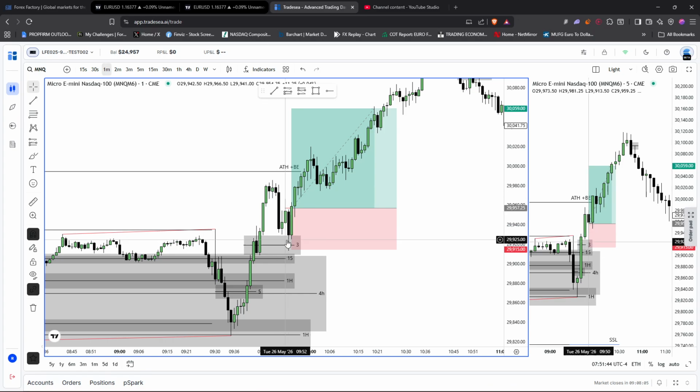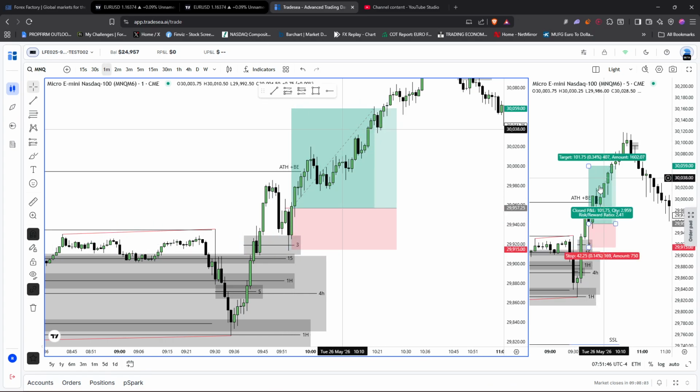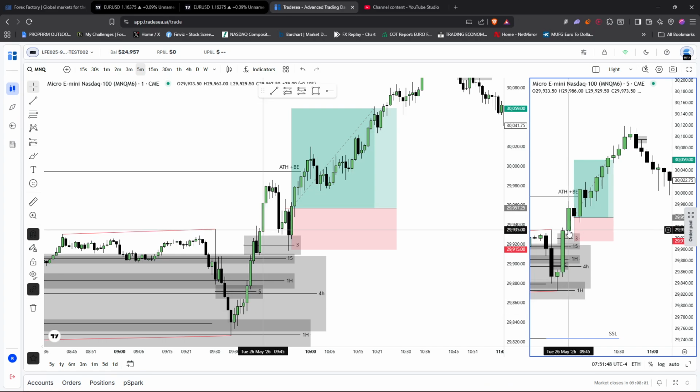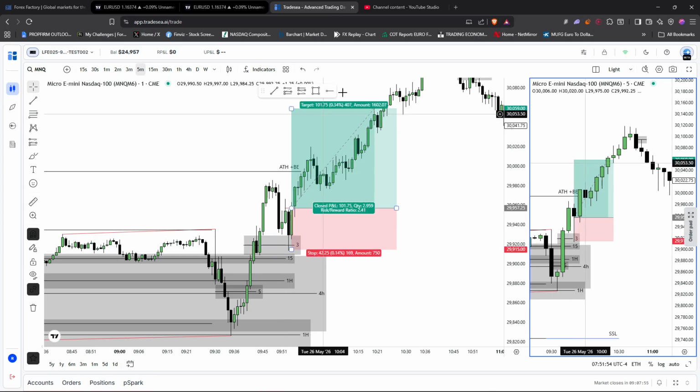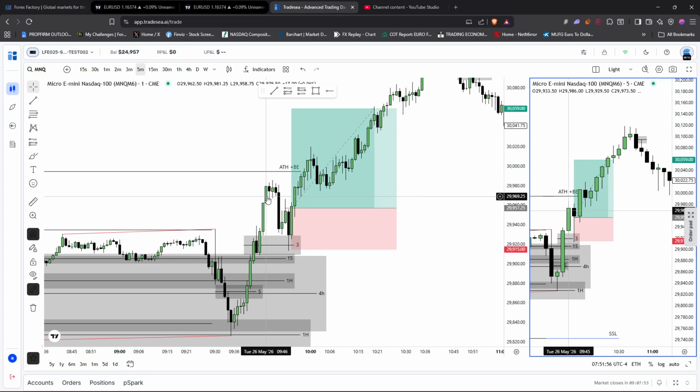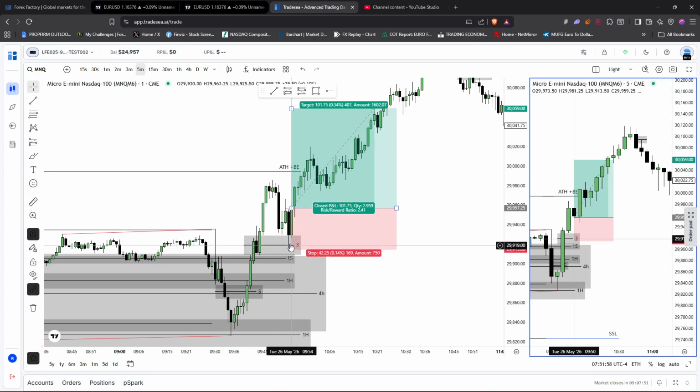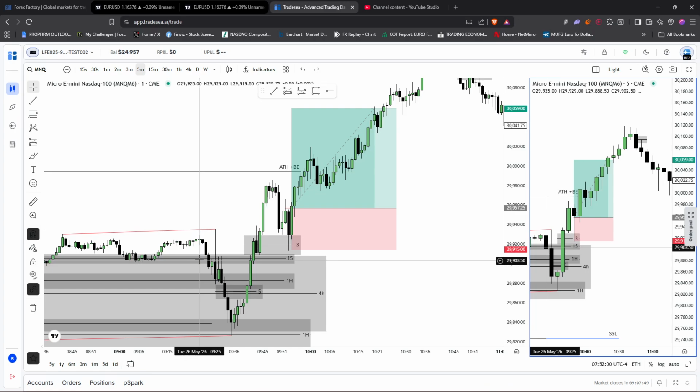First scenario is we could come here, reject the 3 minute gap. There is a 5 minute gap here as well, you will see there is a big 5 minute gap. Come here, retrace below, then we reject the 5 minute gap and continue higher. Or second, we break the 3 minute gap and continue to the downside, and eventually the all-time high just becomes an equal high. That was my thought process.